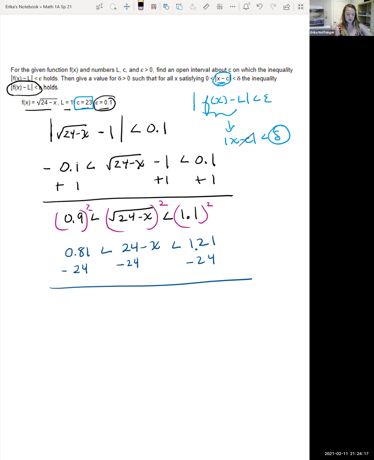Okay, so 24 minus 0.81. So this would be negative 23.19 is less than negative x, which is less than, so I have 1.21 minus 24. This gives me negative 22.79.